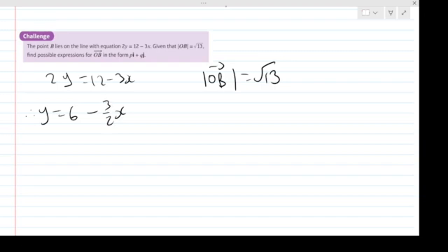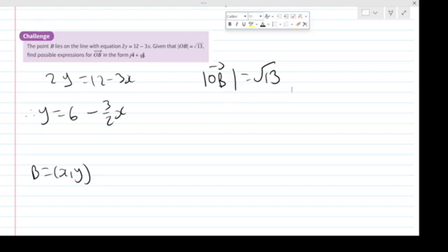And so then that's telling me that if I have an x coordinate, then the y coordinate is 6 minus 3 halves x, right? So B has a coordinate (x, y), just a general point (x, y), and I need to find that coordinate. Now I'm also given that the length of OB is root 13.